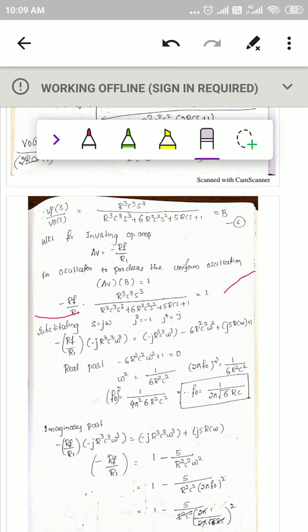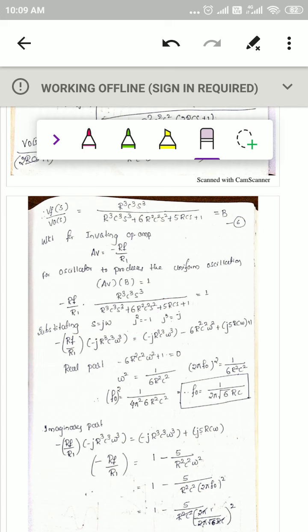Here, instead of s, you substitute j omega. S is nothing but j omega, and j square is equal to minus 1 and j cube is equal to minus j. These are the fundamentals. So j square is minus 1 and j cube is equal to minus j. These are the fundamentals.